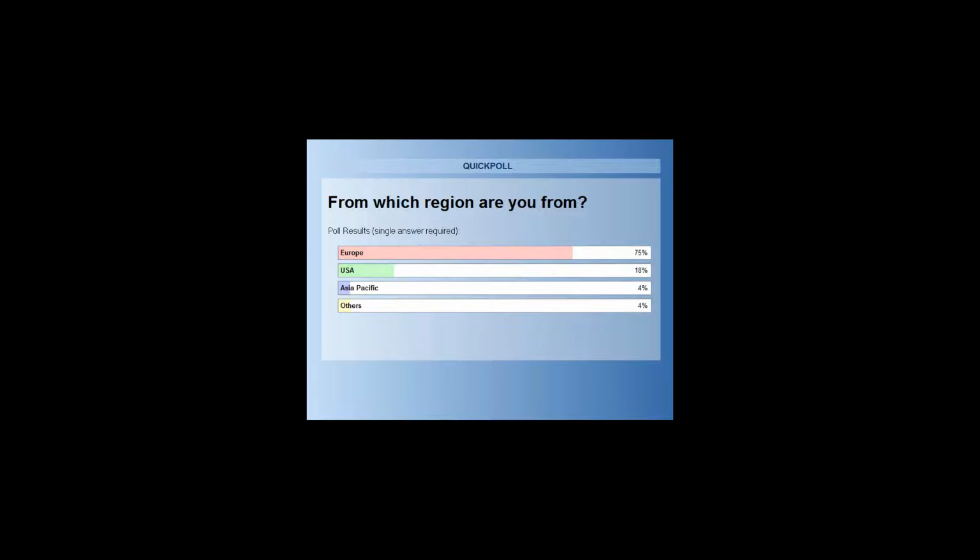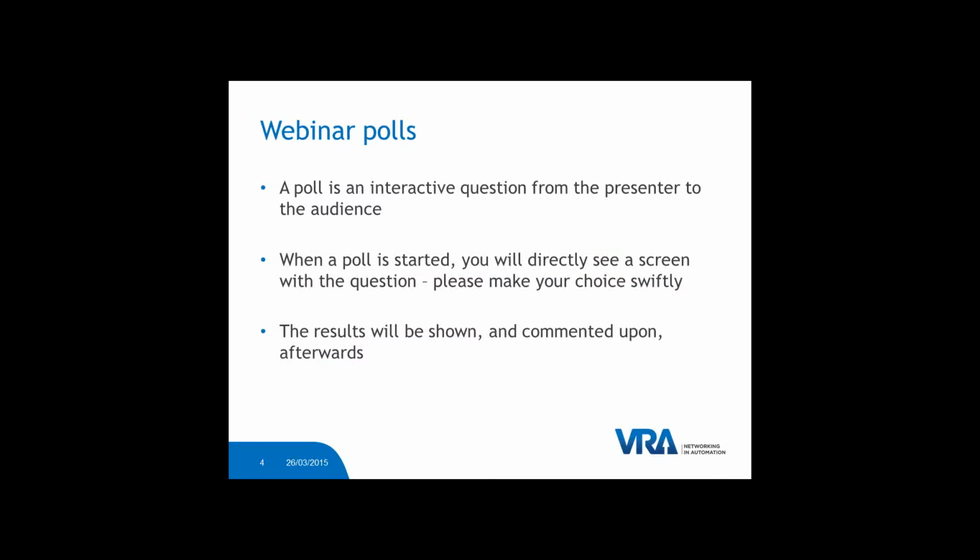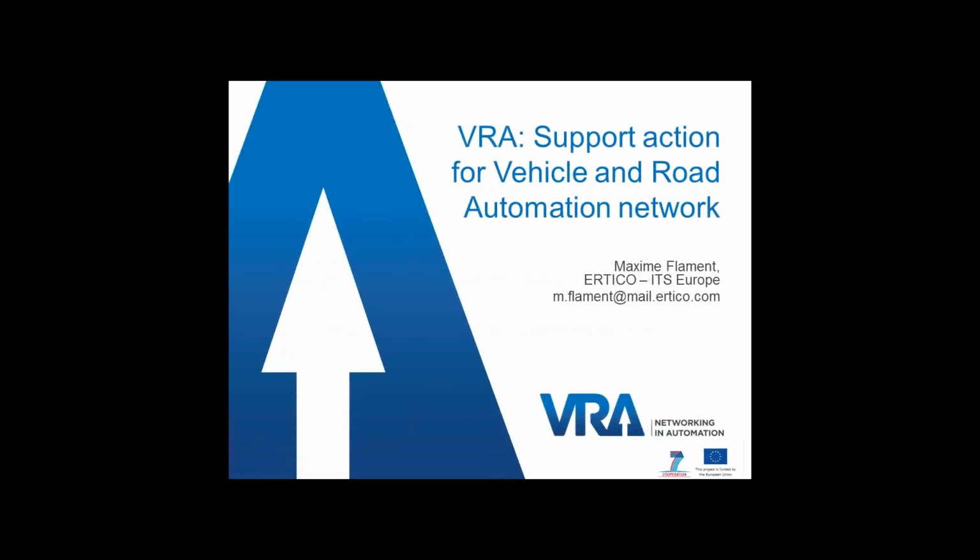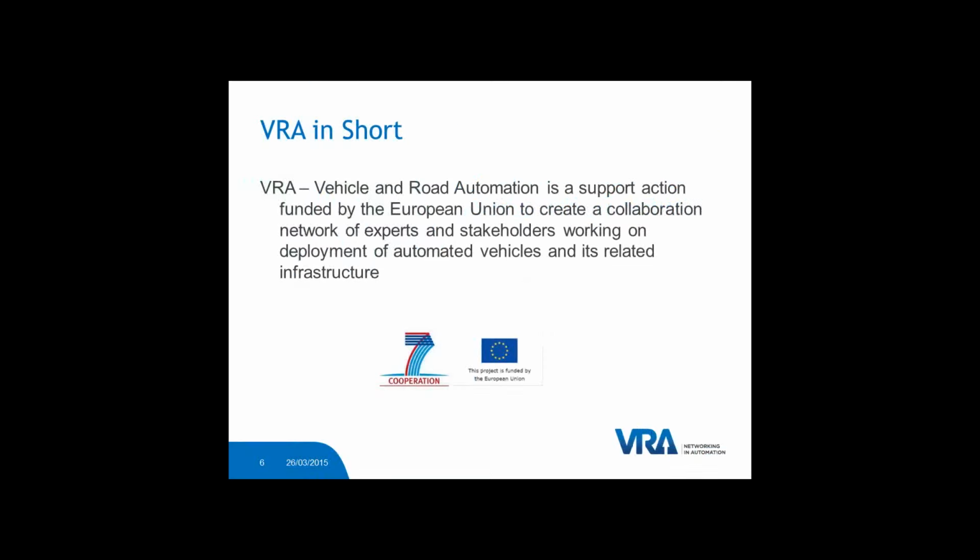So, okay. Now I come back to my presentation, and I will give you a little bit of information on the support action that I mentioned at the beginning. A support action is a project that is 100% funded by the European Commission. VRA is specifically there to create a collaborative network between the experts and the stakeholders working on the deployment of automated vehicles and its related infrastructure.